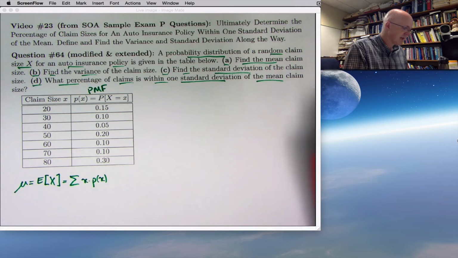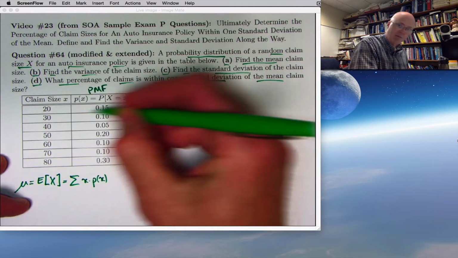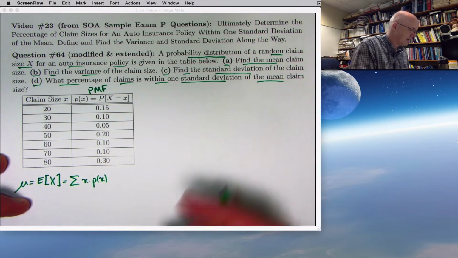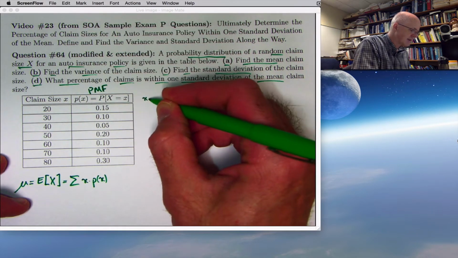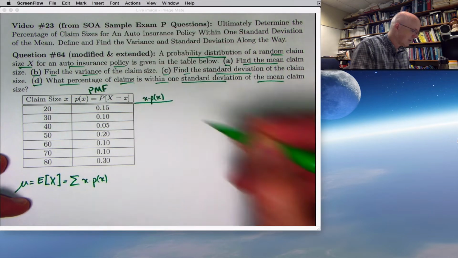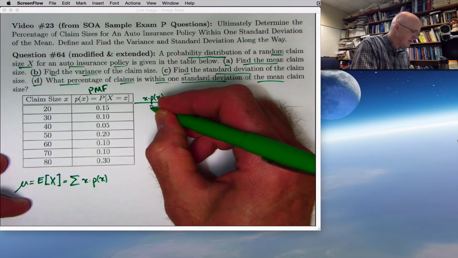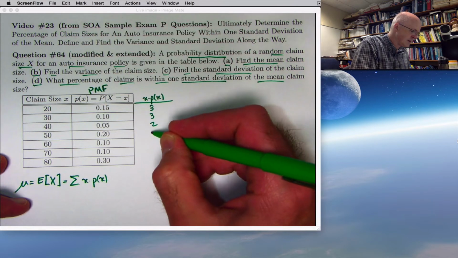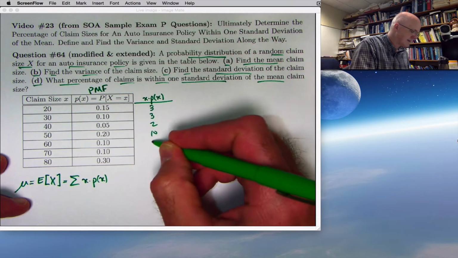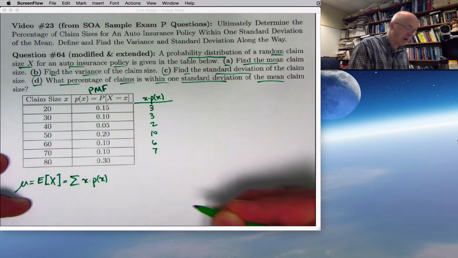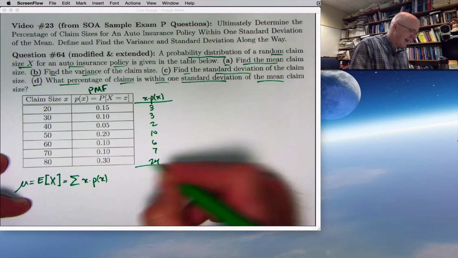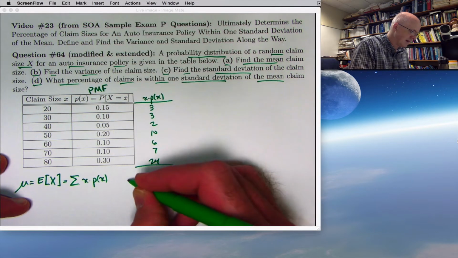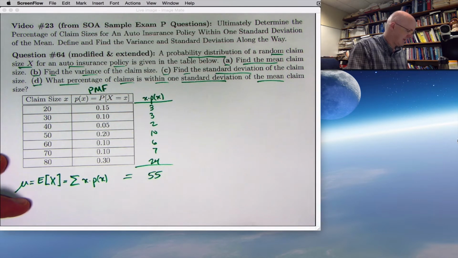When we've got a table like this, it's most natural just to extend the table with, say, products of x times p of x in a new column, and then just add those numbers up. We can get the mean pretty quickly. Let's go ahead and do that. So the new column here we're going to have is x times p of x. 20 times 0.15 is going to be 3. 30 times 0.1 is also 3. 40 times 0.05 is 2. 50 times 0.2 is 10. 60 times 0.1 is 6. 70 times 0.1 is 7. And 80 times 0.3 is 24. Right? Add those numbers up. 3, 6, 8, 18, plus another 13 is 31, plus 24 is 55. The mean is 55. We've done part A.